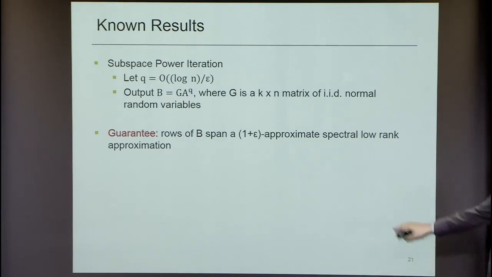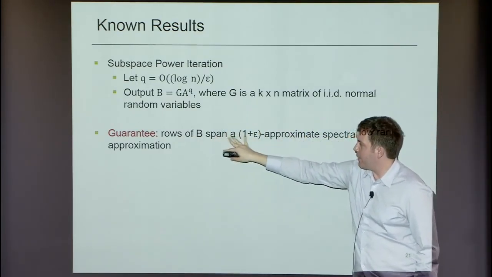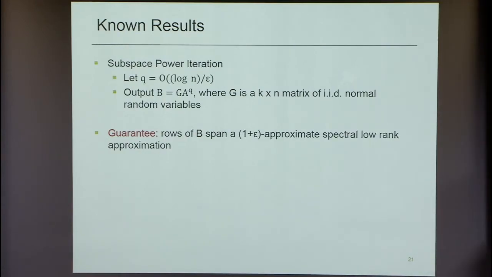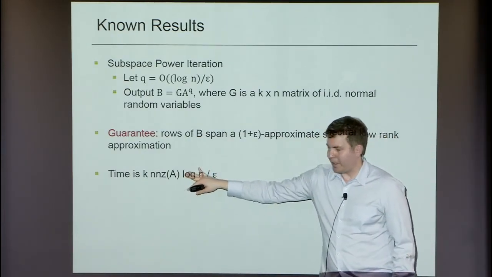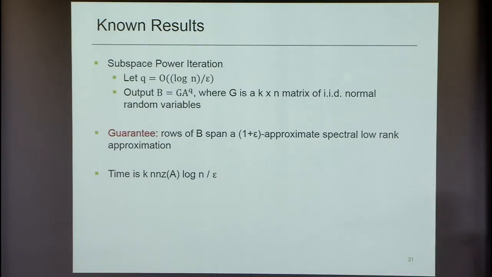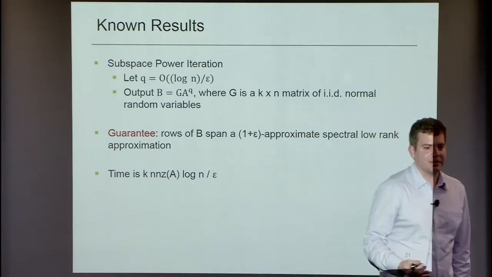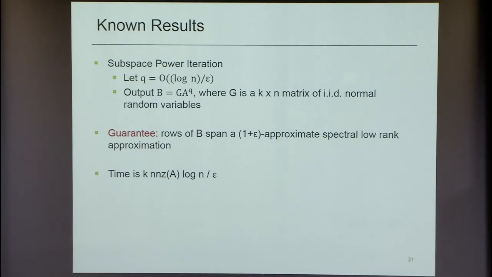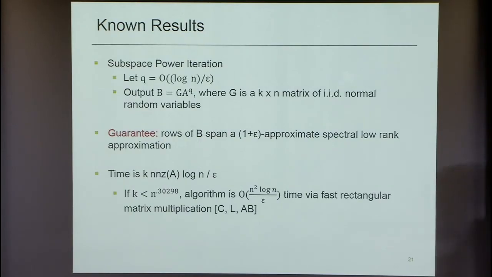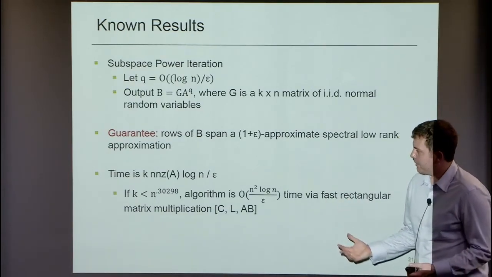The guarantee is you can show that at the end you get this k by n matrix B, and the rows span a 1 plus epsilon approximation to the best spectral low rank approximation. The time is k times nnz of A times log n over epsilon. So what I want to know is if k times nnz of A here is necessary or not. For these other versions of low rank approximation, we just got nnz of A time.